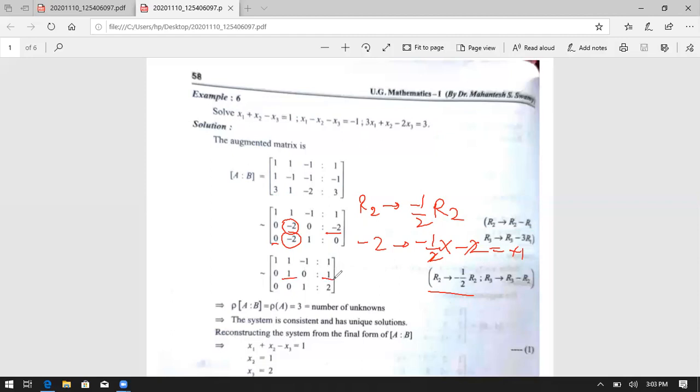Next come to the third row R3. R3 equal to R3 minus R2. Why? Here minus 2 is there, here also minus 2 is there. That's why R3 equal to R3 minus R2. R3 minus R2 means minus 2 minus of minus 2, that is minus 2 plus 2, that is 0. I write here 0. This one is 0. This is minus 2 plus 2, that is also 0. Next come to it. Here 1.